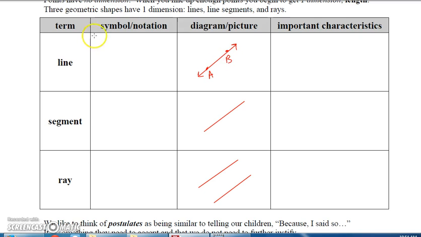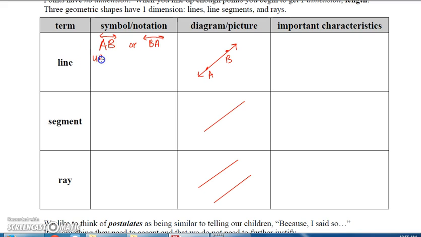So how would I name this line? I'm going to call it AB, if it'll let me draw, with the line symbol, or you could call it line BA. Those are not two different lines. Those are just two different ways to call the same line. So if I asked you to pick out a line in a diagram and someone said line AB, and someone else said line BA, you're both right. It's just two different names for the same line.